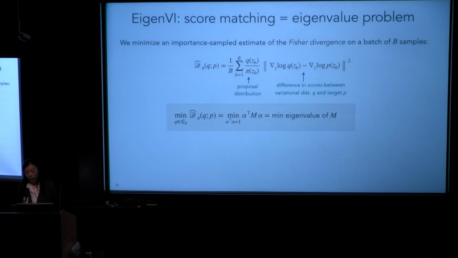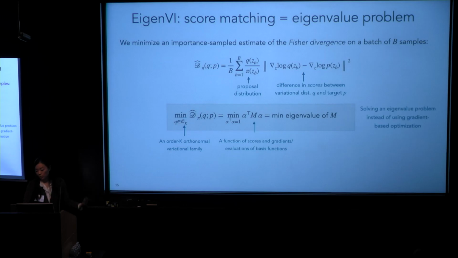And so when we go and minimize this estimate of the Fisher divergence, what we see is minimizing it over an order K orthonormal variational family is equivalent to some quadratic form with respect to a matrix M, where this matrix M is a function of the scores and gradients and evaluations of the basis functions. And so this just turns this into a minimum eigenvalue problem. So instead of having to resort to gradient-based optimization to minimize these scores, we can now just solve an eigenvalue problem.